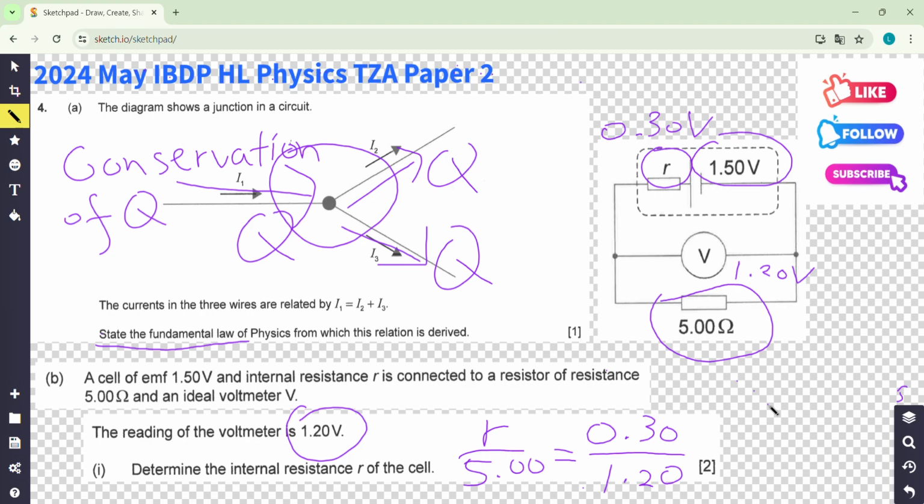How many ohms? Yes, you got it. Well done. 1.25 ohms. Okay, so R equals 1.25 ohm. Well done.